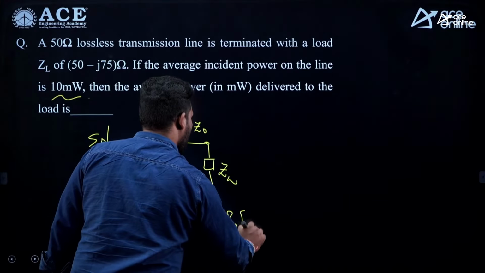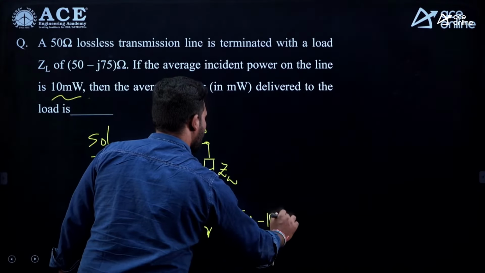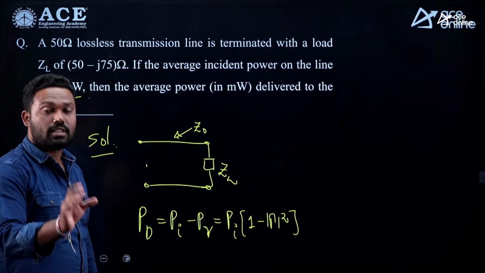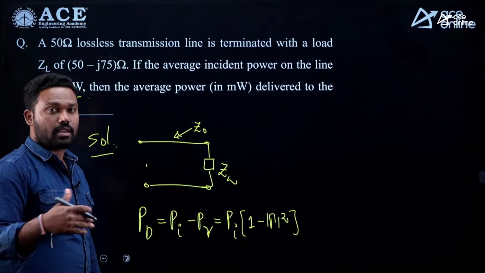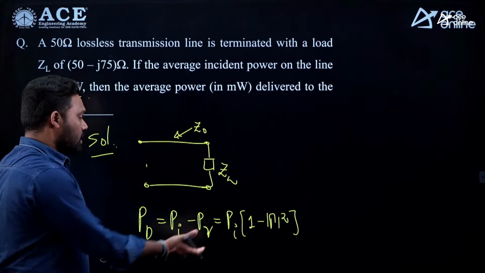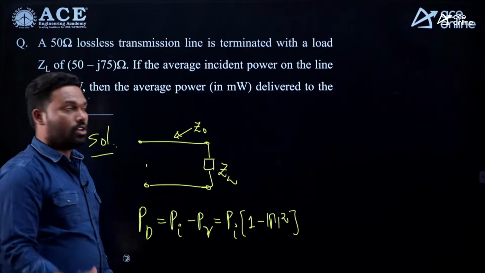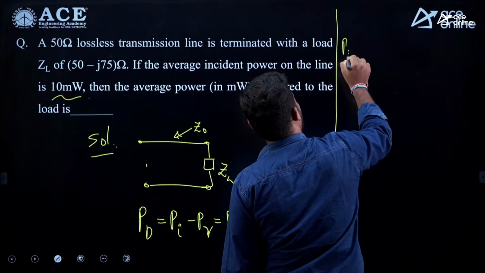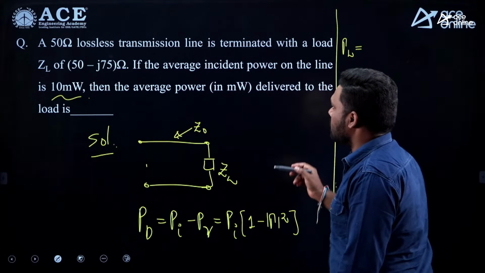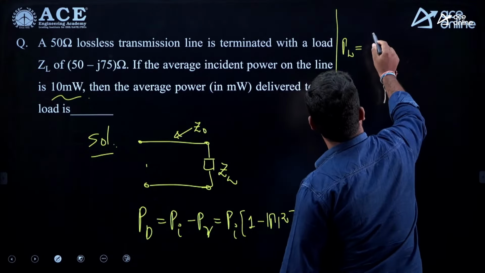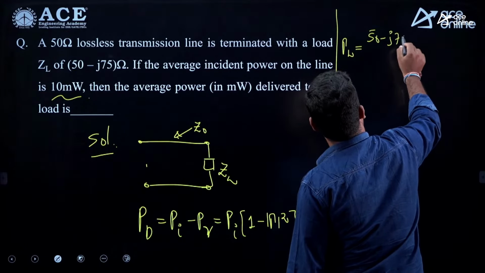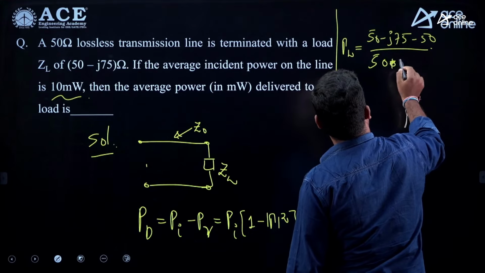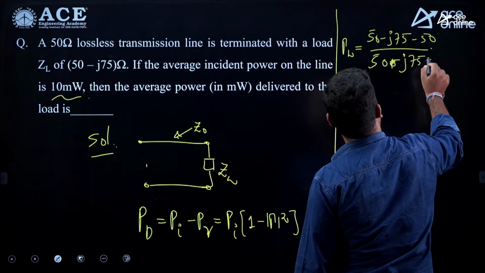You can include the reflection coefficient concept here. The incident power into the magnitude of the reflection coefficient squared is the percentage of power which is reflected back. So the incident power minus the reflected power leads to the power which is actually delivered to the load. So here you need to find the reflection coefficient. What is the reflection coefficient, guys? ZL minus Z0 by ZL plus Z0. What is the load here, guys? It is 50 minus J 75 minus 50 divided by 50 minus J 75 plus 50.